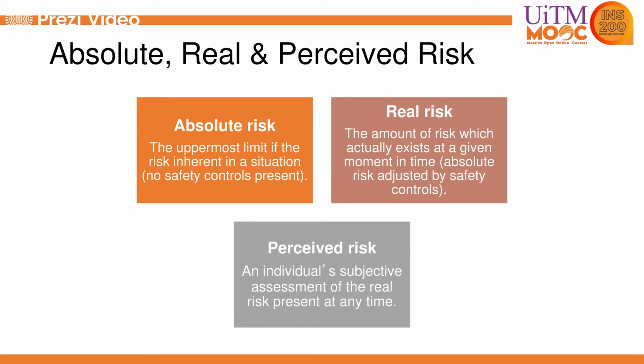So this is a person's perception of the risk. It can be absolute, it can be real risk, because a person's perception of a risk is different from one another. Some people see that building a house near the beach is safe and fun, but some people think that building a house near the beach is very dangerous because you are exposed to a lot of risks, risk of natural disasters like tsunami and so on. So that is perceived risk, because it depends on the individual's assessment of risk itself.